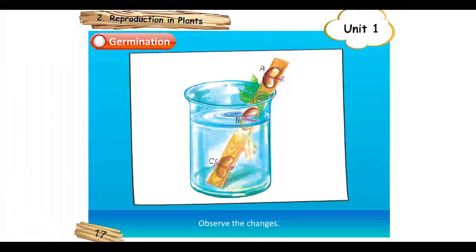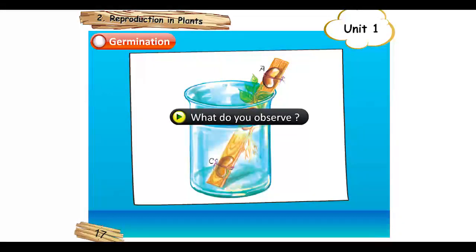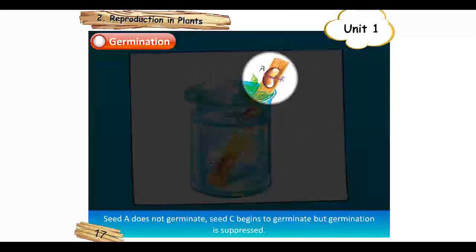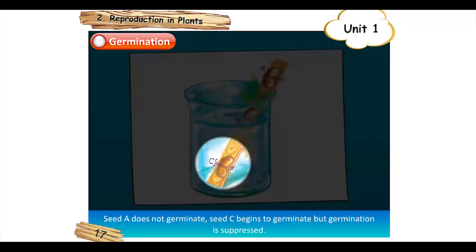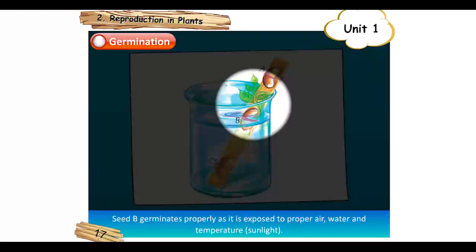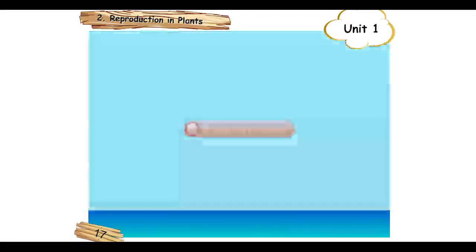Observe the changes. What do you observe? Seed A does not germinate. Seed C begins to germinate, but germination is suppressed. Seed B germinates properly as it is exposed to proper air, water, and temperature or sunlight.